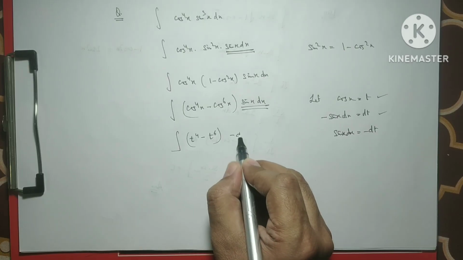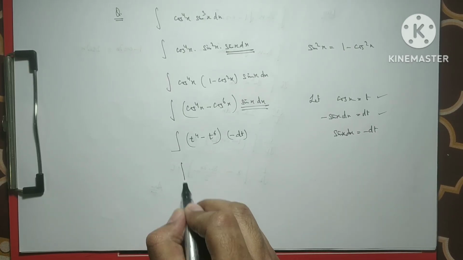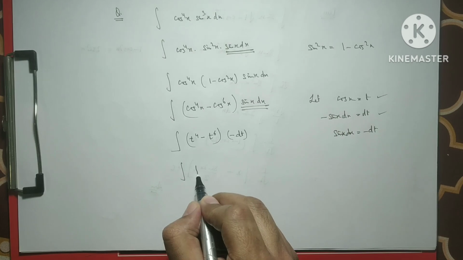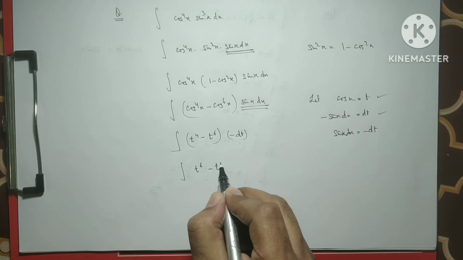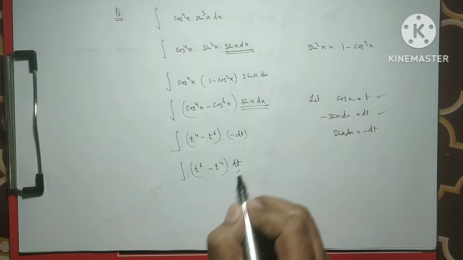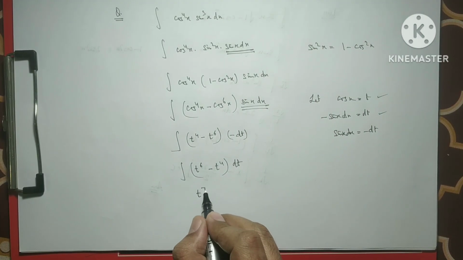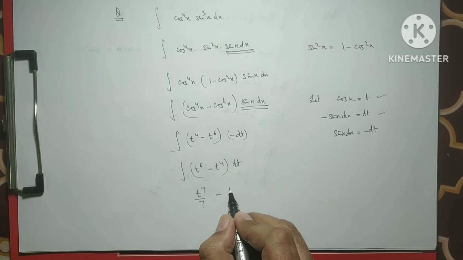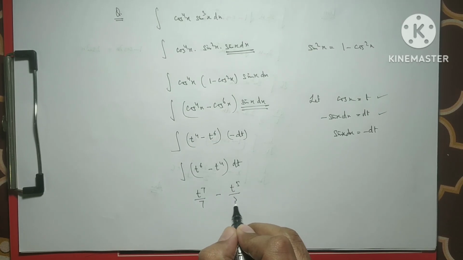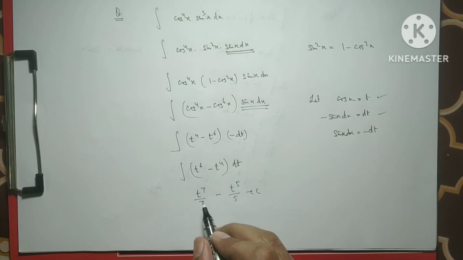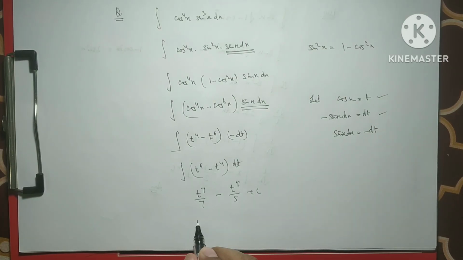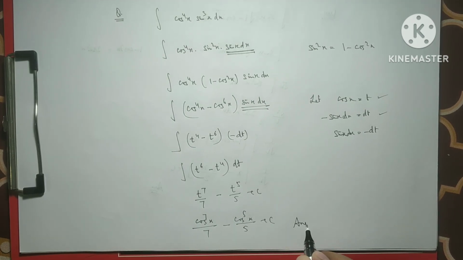So we put this value, and as a result when we multiply minus inside, then we get this result. So on integration of t to the power 6, we get t raised to 7 over 7 minus t raised to 5 over 5 plus c, and when we substitute this value, then it becomes cos x whole power 7 divided by 7 minus cos x power 5, and this is the final answer.